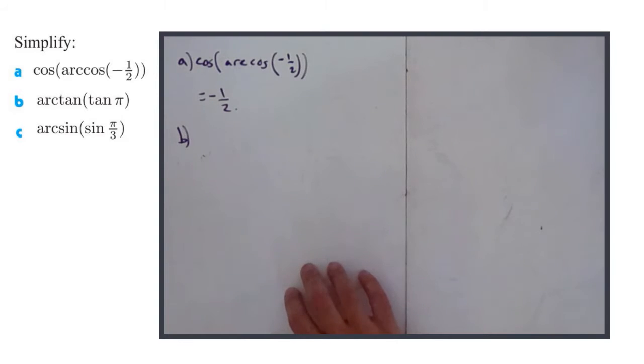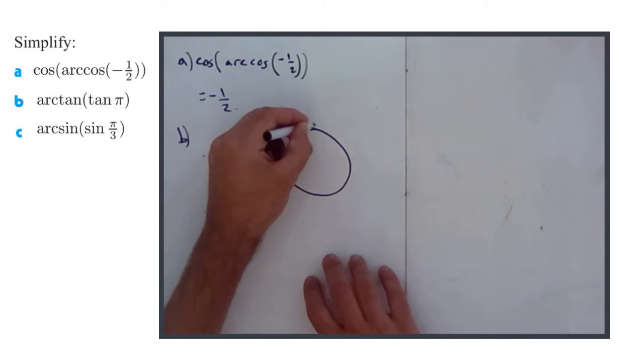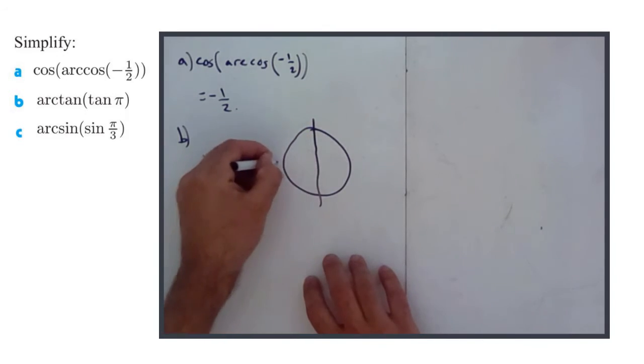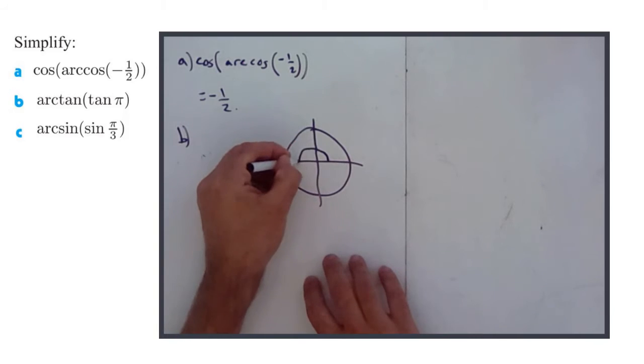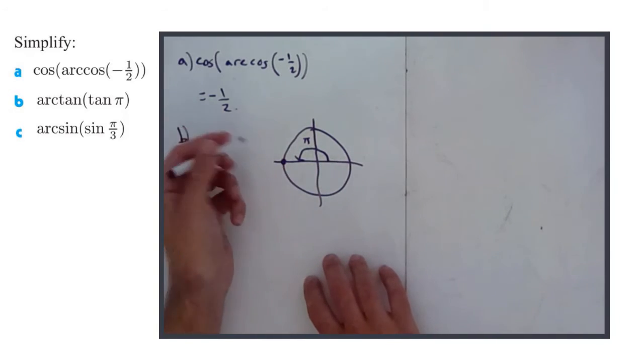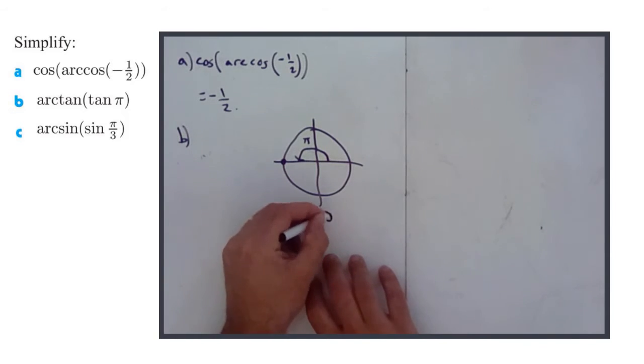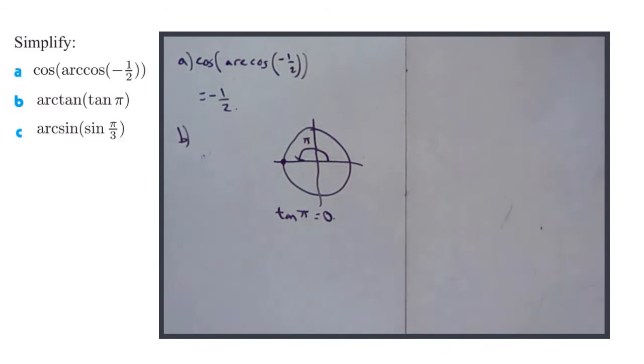If you think about it, tan of pi, well, actually you can even work out, because it's quite simple. If we just draw a little unit circle, that's pi there, right? So you already know that tan of pi is 0. So tan pi equals 0. So then if we took the arc tan of 0, the answer can't be pi.